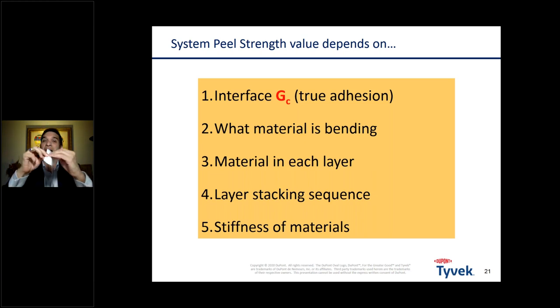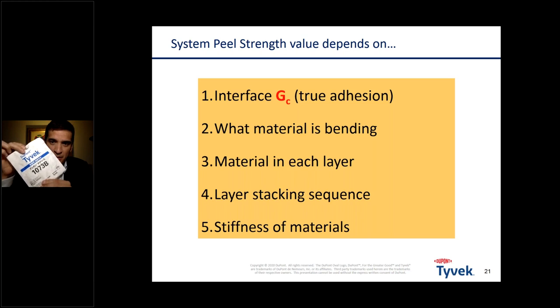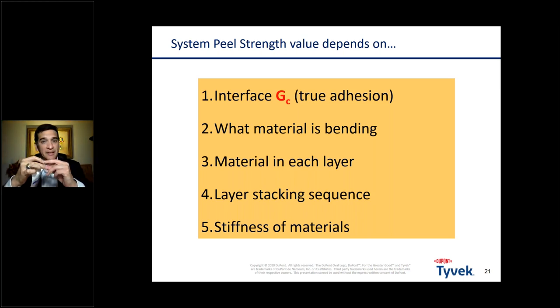Okay, perfect. If we have a stiff material, like this 1073B here, and thank you to our team in Japan who graciously provided me this sample, here we have some 1073B, fairly stiff. If the other side is stiff or not stiff, just as stiff or less stiff, those combinations will make a difference in terms of the system peel strength.